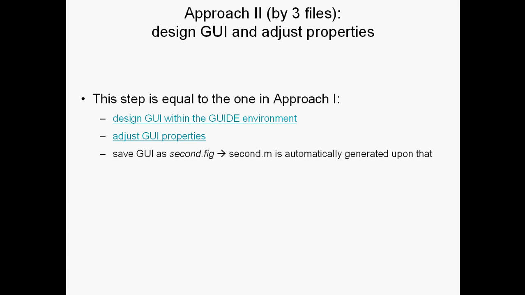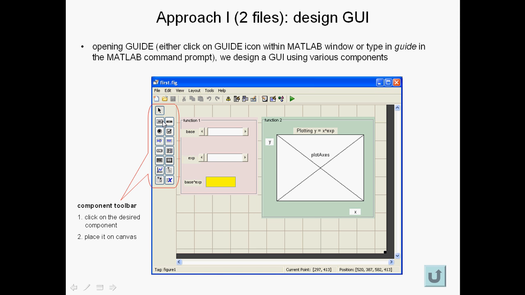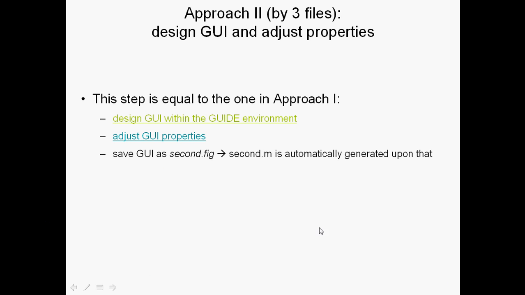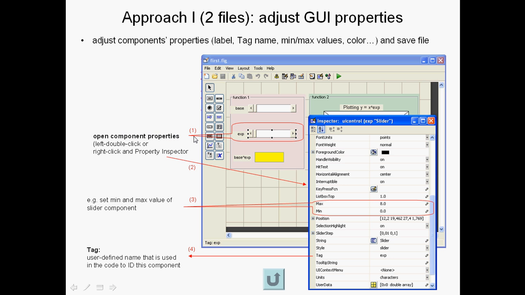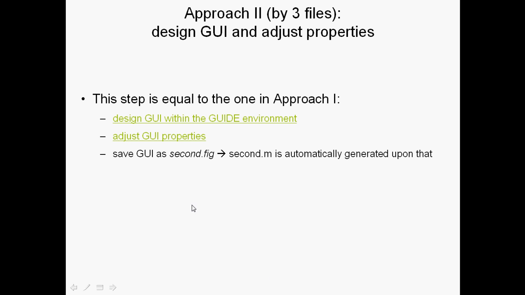The step in the beginning is equal as in approach 1, as we said, so we need to design the GUI, and we show that here, so there is no difference here. Also, we need to adjust the GUI properties. There is also no difference in this part of the procedure. And finally, we save GUI as under new name second.fig in this case, which automatically generates second.m file.